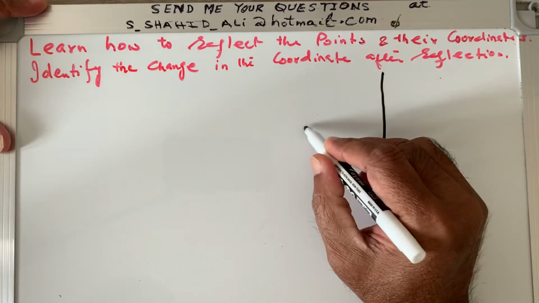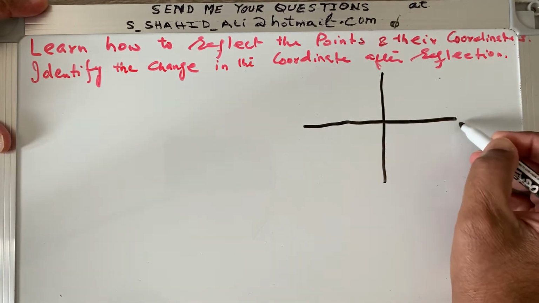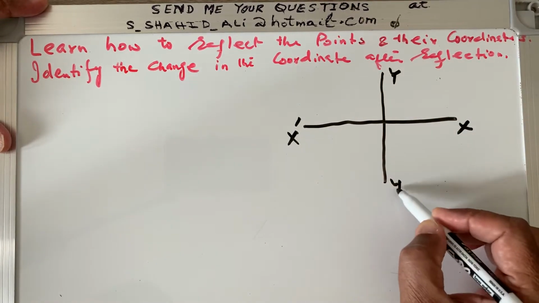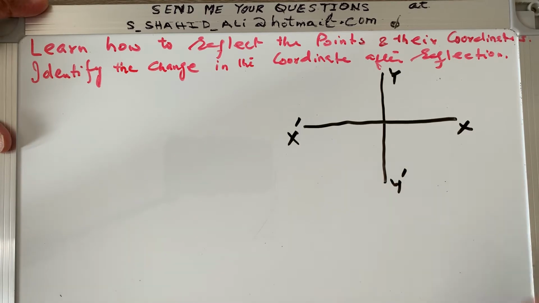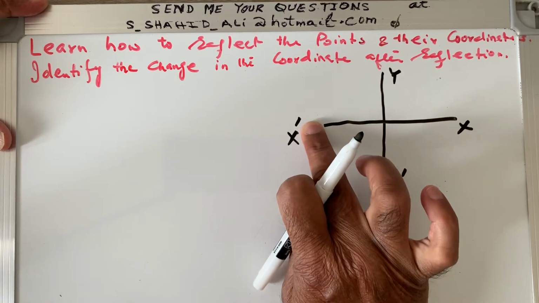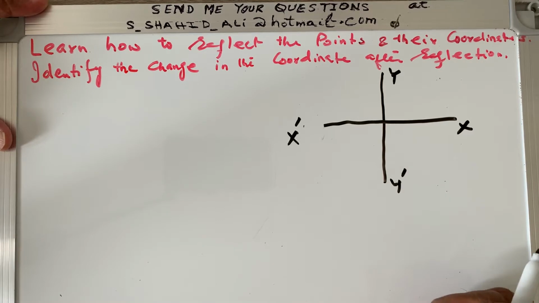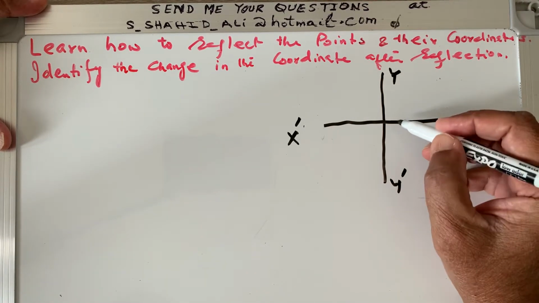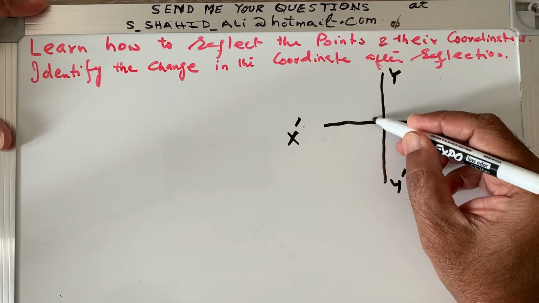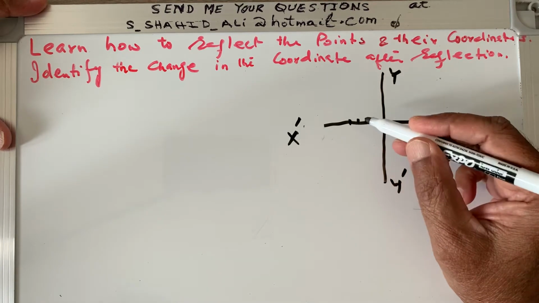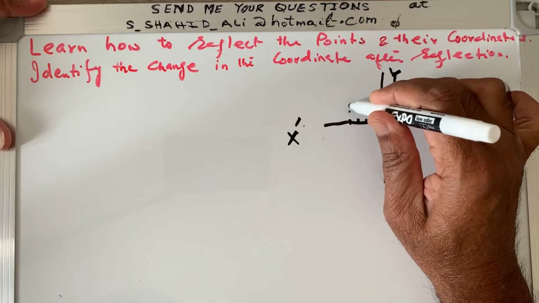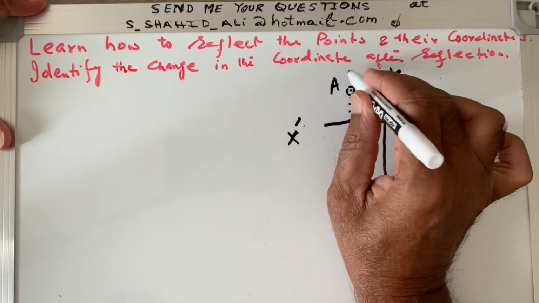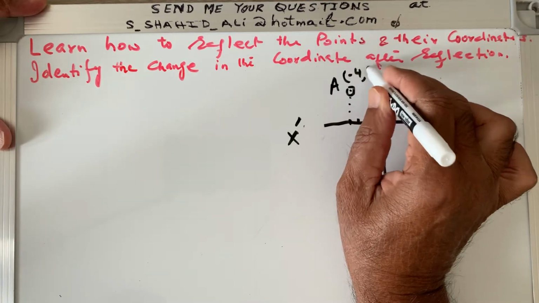So let's suppose this is my coordinate system, which has the x-axis, x negative, the y-axis, and y negative. We know 4 coordinates, right? So now, if I have a certain coordinate, let's say -4 and 4, 1, 2, 3, 4. This is my point A, and the coordinates are -4 and 4.